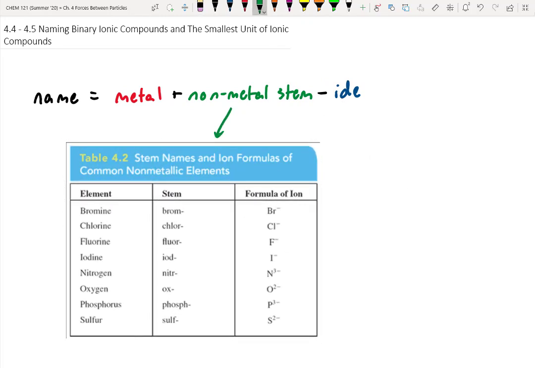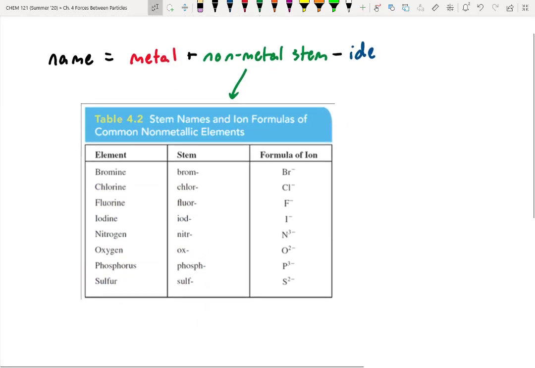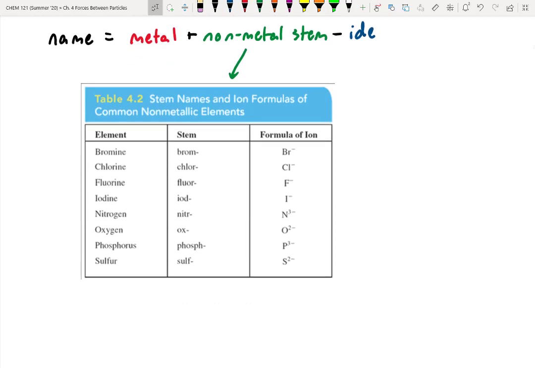So for example, if your nonmetal is bromine, then that stem is just going to be brom. If it's chlorine, it's going to be chlor. If it's fluorine, it's going to be fluor. If it's iodine, it's going to be iod. If it's nitrogen, it's going to be nitr. If it's oxygen, it's just going to be ox. If it's phosphorus, it's going to be phosph. And sulfur would just be sulf. So it's pretty easy to remember these because they tend to flow off your tongue the best when you're naming them. But let's take an example of this.